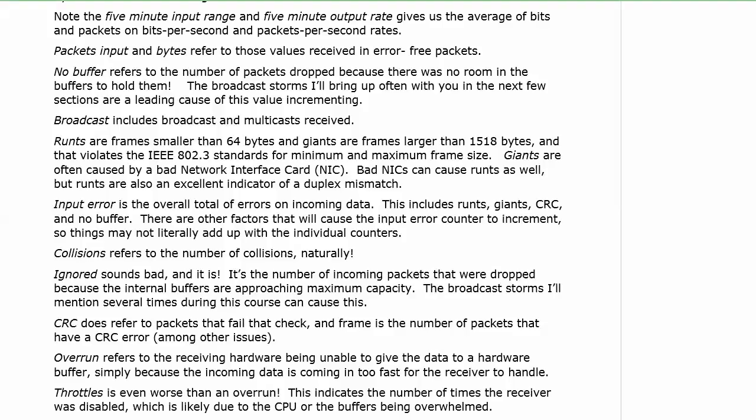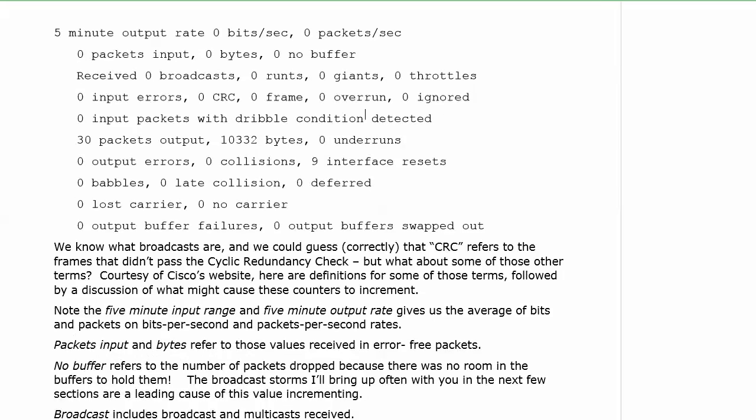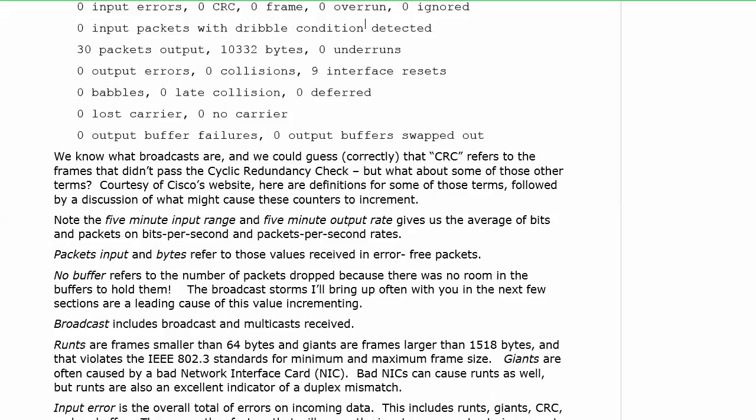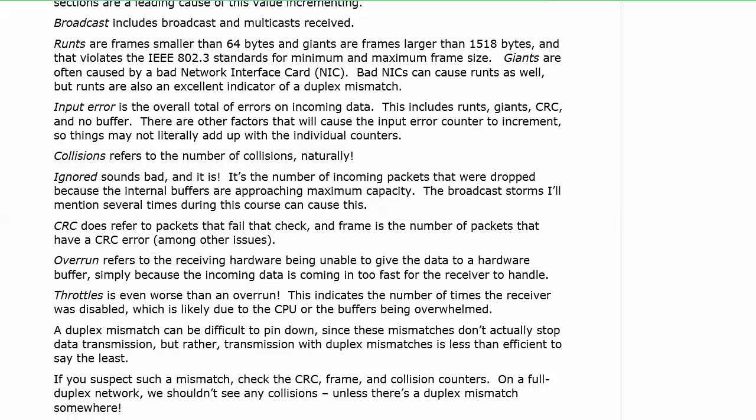So just a couple of things there to get you started with some troubleshooting in this particular output. Again, knowing which ones indicate you might be looking at a broadcast storm, which ones would help to indicate a duplex mismatch, I think is a very good idea. Again, if you suspect that duplex mismatch, check your CRC, your frame, and collision counters, because on a full duplex network, we really shouldn't be seeing any collisions unless there is a duplex mismatch involved somewhere.